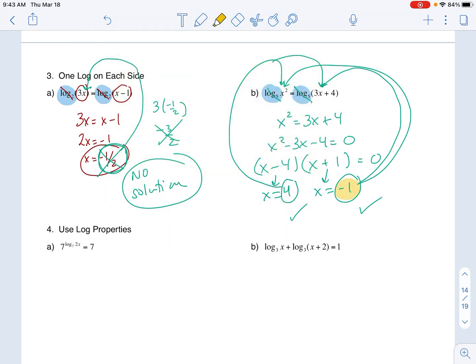So like this answer, -1, that's not a positive number, but it doesn't matter if the answer is positive. What matters is that the argument is positive after you plug that back in. Okay, so these ones both worked.